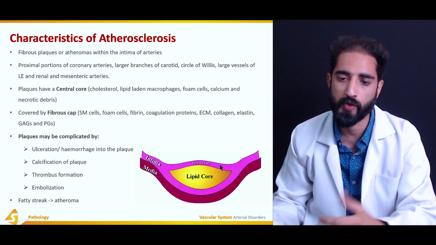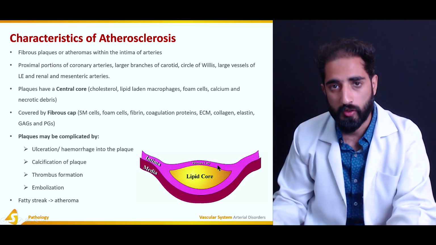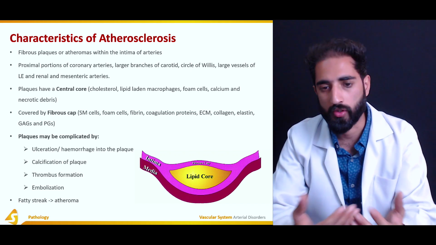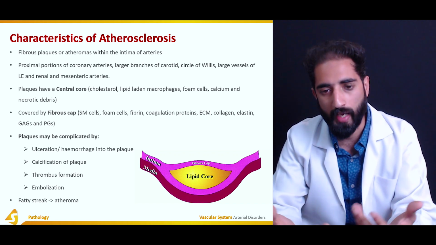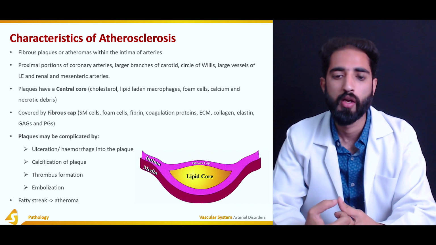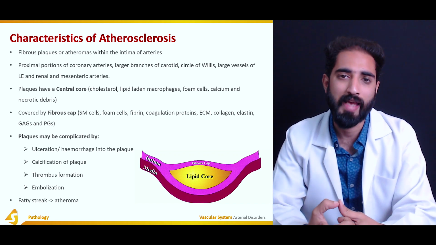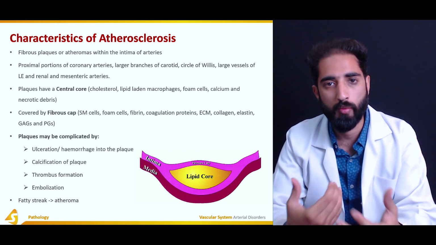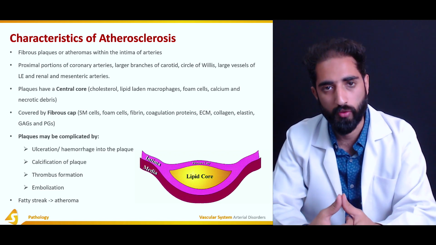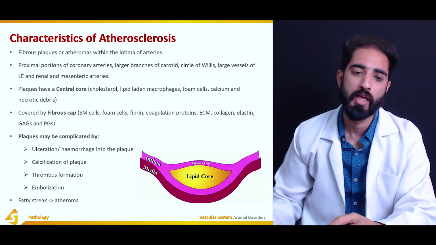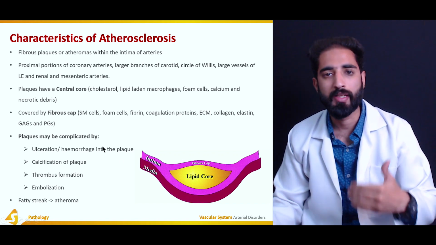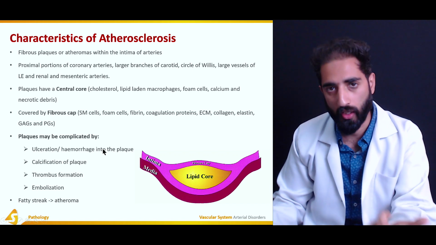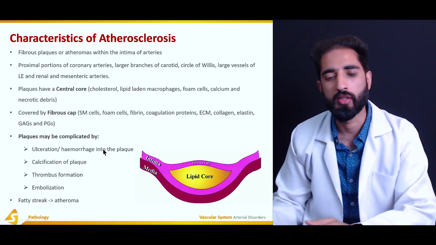On the other hand, the fibrous cap, which is here, this is the lipid core and this is the fibrous cap. This fibrous cap is composed of smooth muscle cells, foam cells, which are formed by the lipid-laden macrophages, fibrin, coagulation proteins, extracellular matrix, collagen, elastin, glycosaminoglycans, and proteoglycans. These plaques can be complicated further by ulceration or hemorrhage into the plaque.